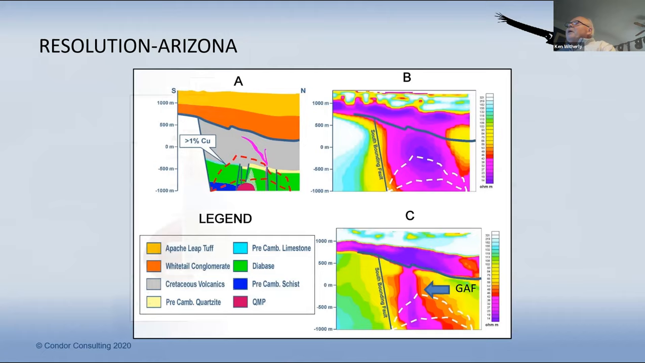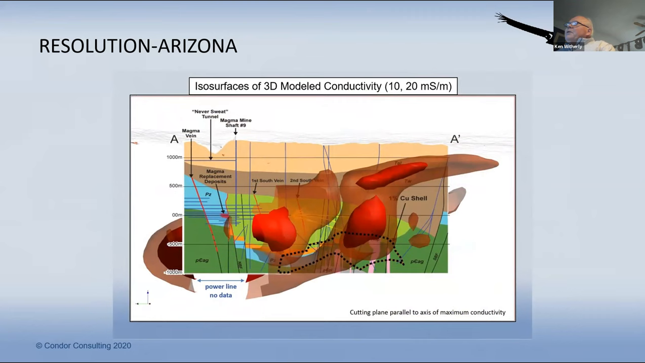Here's another model of the Resolution results from a ZTEM survey. We can see the outline of the copper zone here, and we can see conductivity features. This would be the overlying material, and these would probably be coming from the actual mineralization.